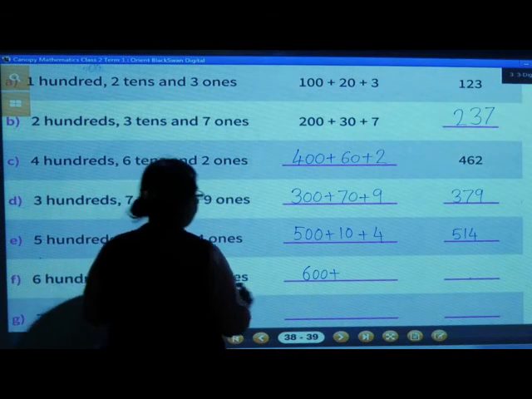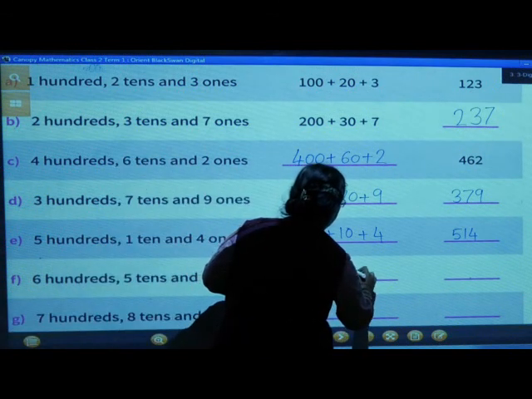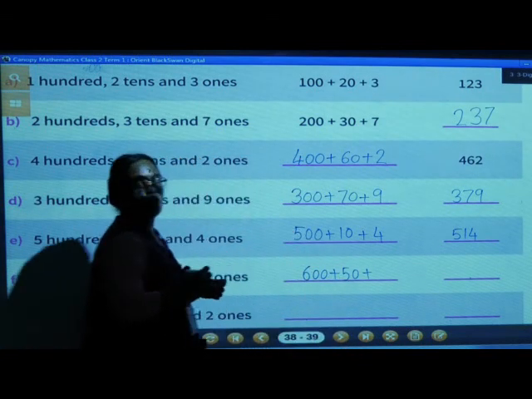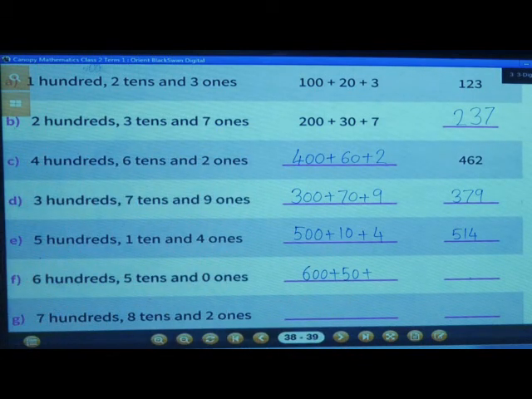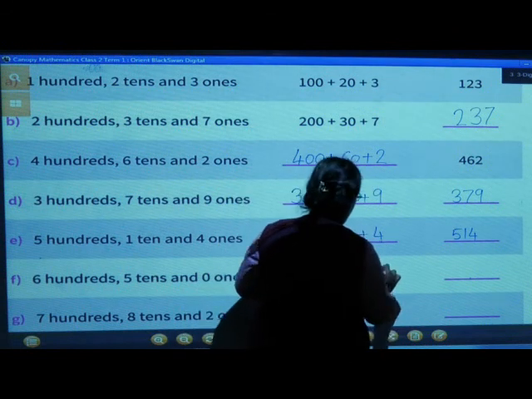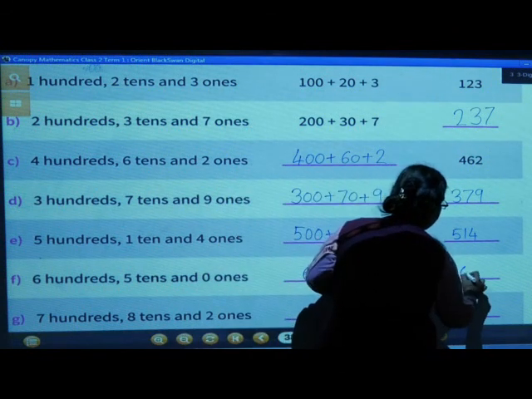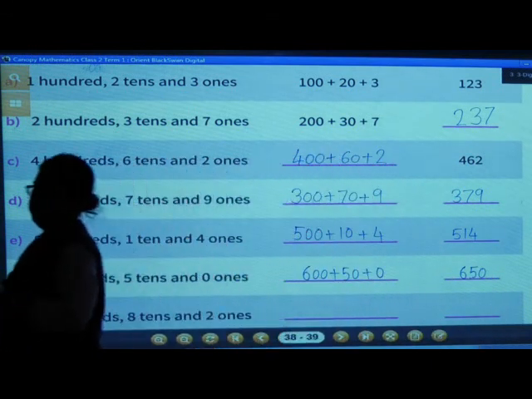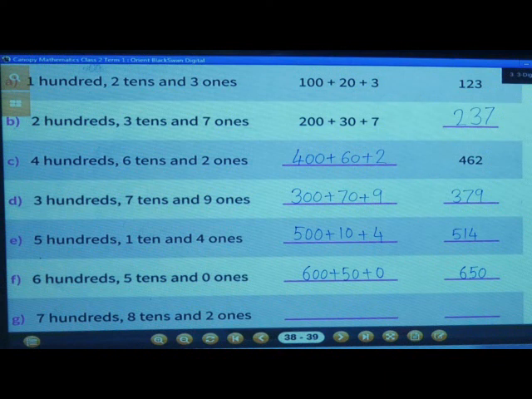Then 600 plus 5 tens plus 0 ones. Now here 0 ones is there. Okay. And what will you do now here? 0 ones means 0. So 650. How will you spell it? 6 hundreds, 5 tens and 0 ones.